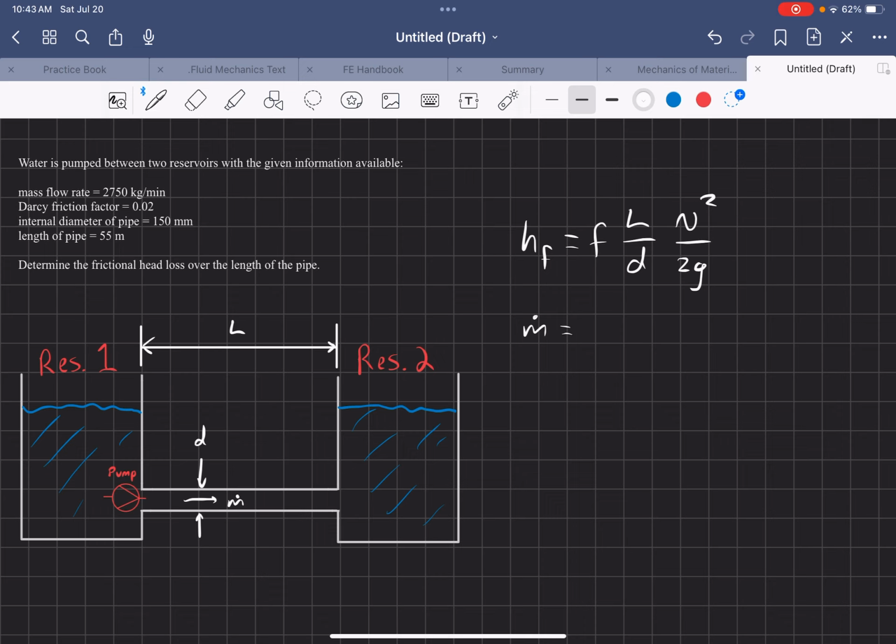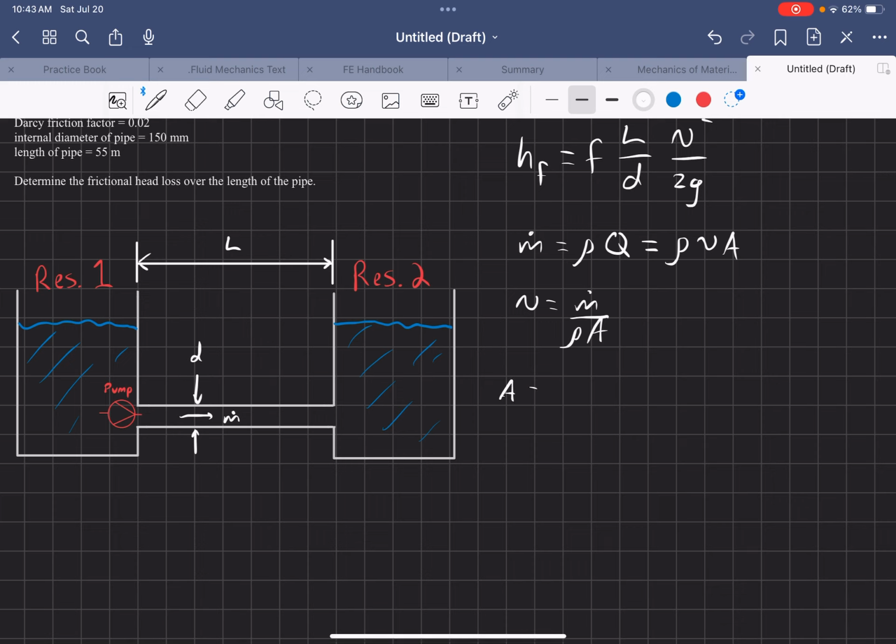m dot is equal to rho times the flow rate for an incompressible fluid, or applying the continuity equation, this is equivalent to density times velocity times the cross-sectional area. So velocity then is equal to the mass flow rate divided by density times cross-sectional area.